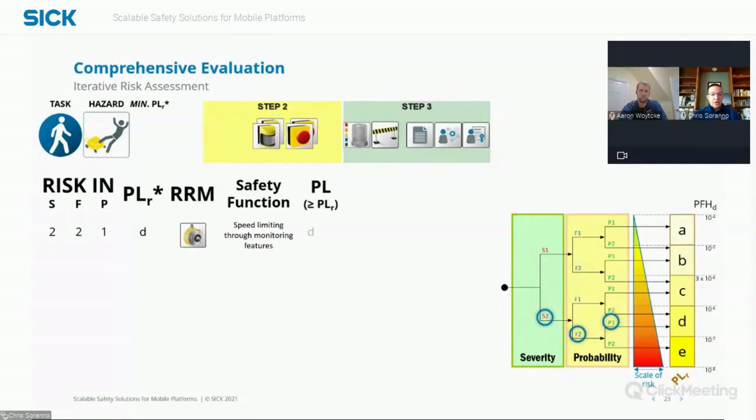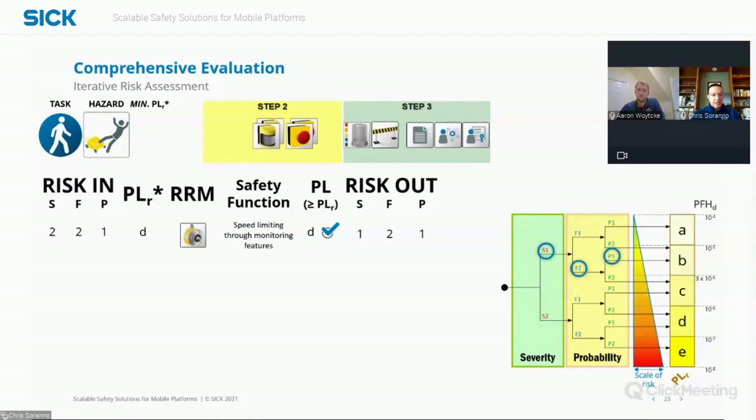And we have to look, what is the achieved performance level? So what can we achieve? And we compare that to what's required. Are we equal to or greater than that requirement? And if we are, which is possible to do with appropriate devices and control systems, we can say, yes, we've met the requirement of that safety function, but what's the residual risk?